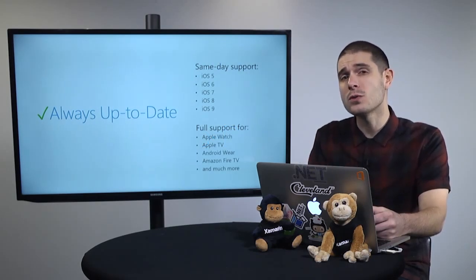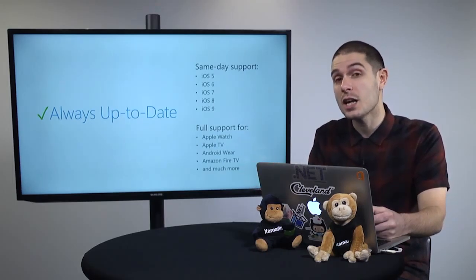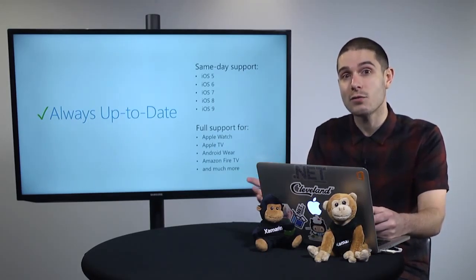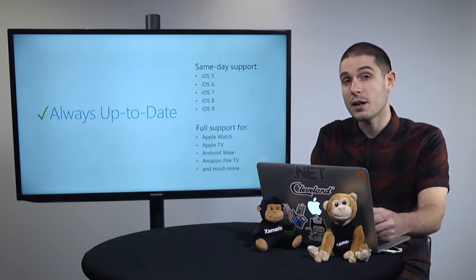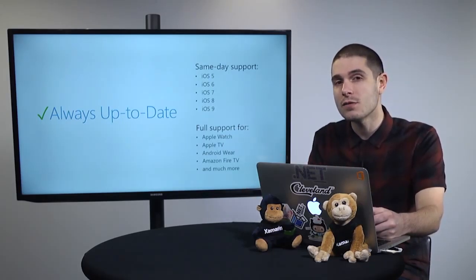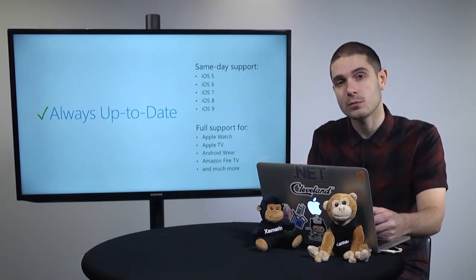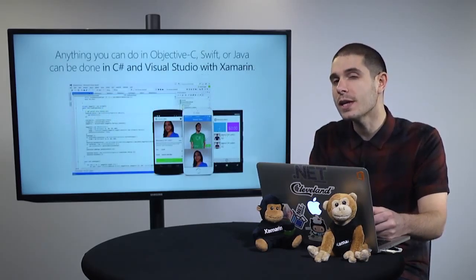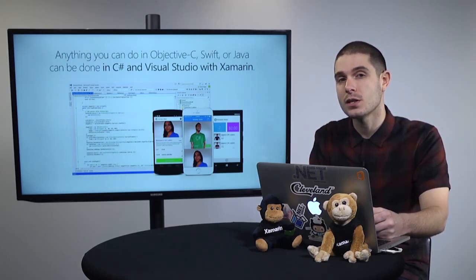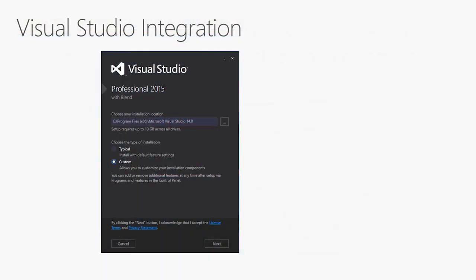Of course, it's not just about phones and tablets anymore. It's about where else can I take my .NET and C# code? We want to take it everywhere. So whether you want to target Android Wear, Apple Watch, or any of the TV OSs, you can take your C# and .NET code and bring it there. So truly anything that you can do in Objective-C, Swift, or Java, you can do with C# inside of Visual Studio with Xamarin. It's never been easier to get off the ground running.